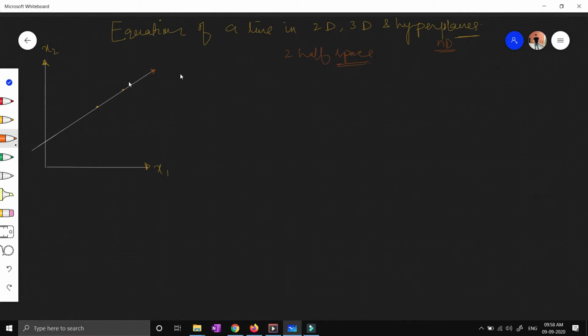So what is a half space? One half space is above the line and one half space is below the line. So it divides the whole region into two half spaces in 2 dimensions. If it is 3 dimensions, then a plane in the 3 dimensions also divides the whole region above the plane and below the plane.